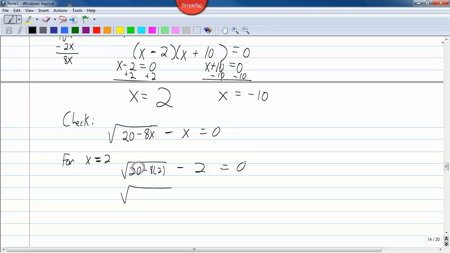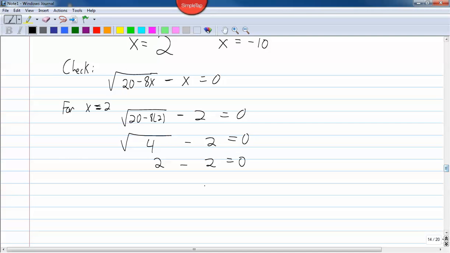So this is the square root of 20 minus what? 16. 20 minus 16 is 4. So the square root of 4 minus 2 equals 0. 2 minus 2 equals 0. That's a true statement. 0 is equal to 0. It checks out. So what does that mean? That means that this is for sure an answer.